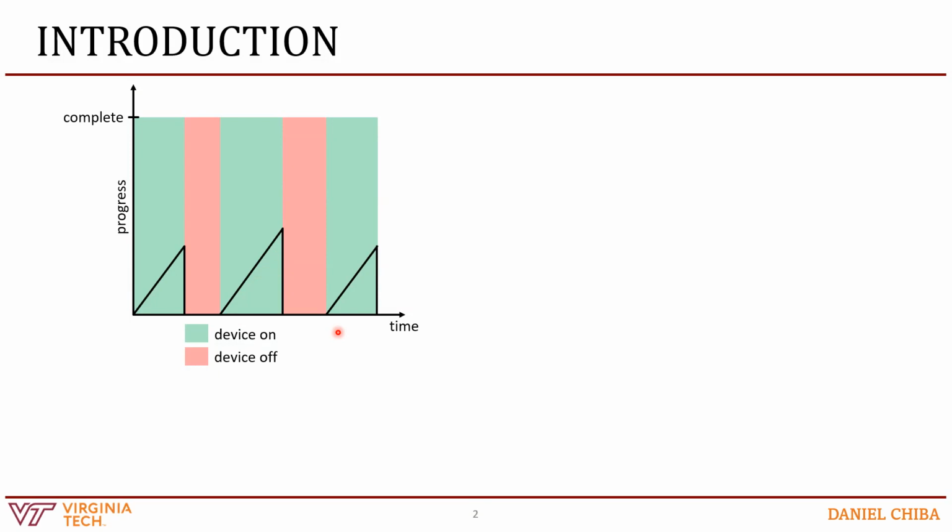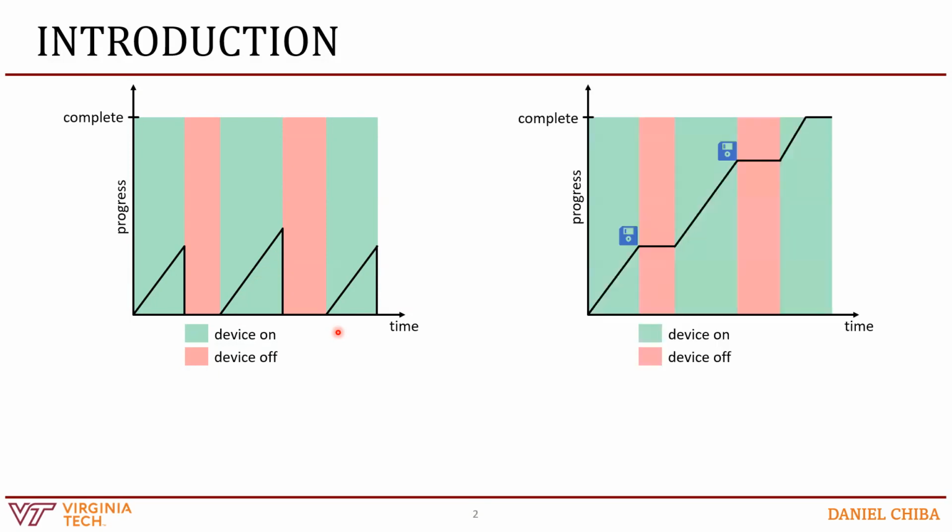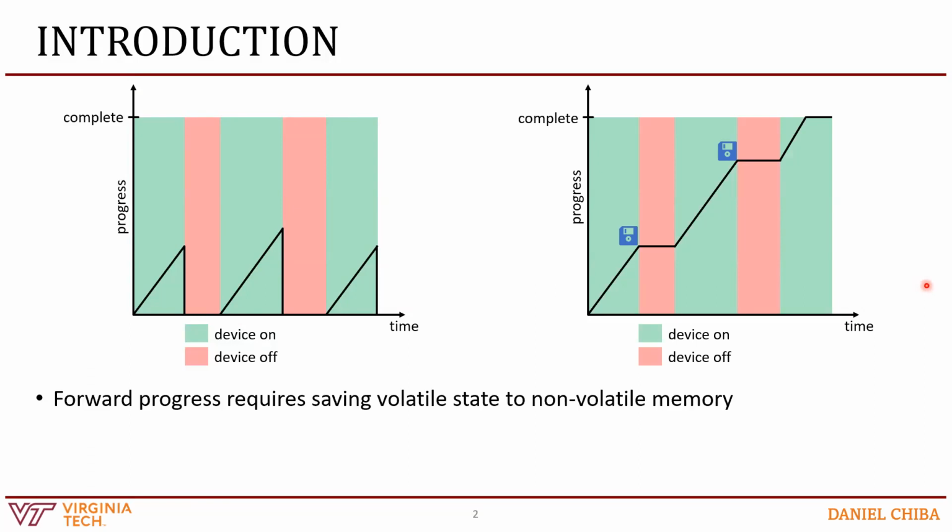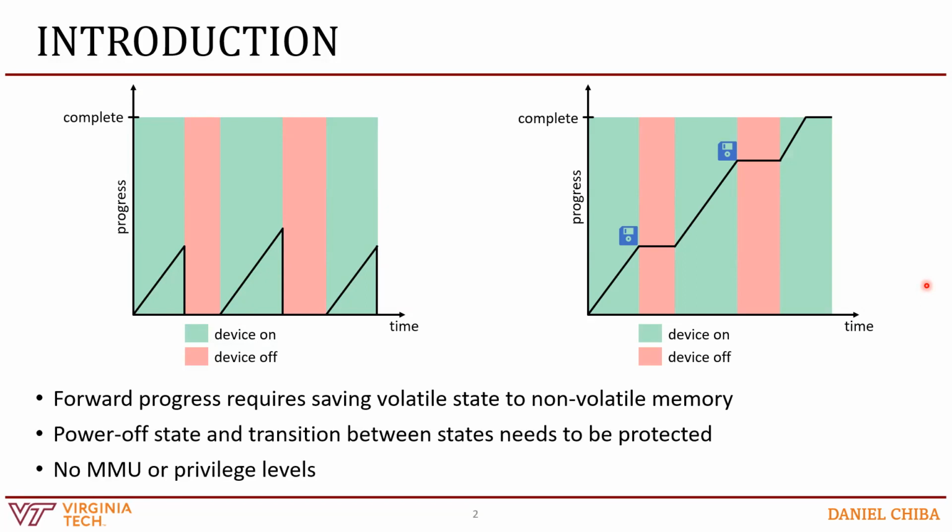And so, what you need to do is actually keep saving your volatile state to non-volatile memory. If you do that, then when your device loses power, the next time it comes back on, it can resume from the same place where it left off, and eventually your program can complete. So forward progress requires saving volatile state to non-volatile memory.